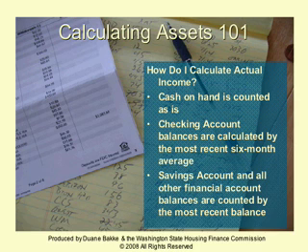It's pretty simple for cash on hand. There is no interest being made, so that would be zero. Use the current balance for savings accounts and the average of the last 6 months for checking accounts.